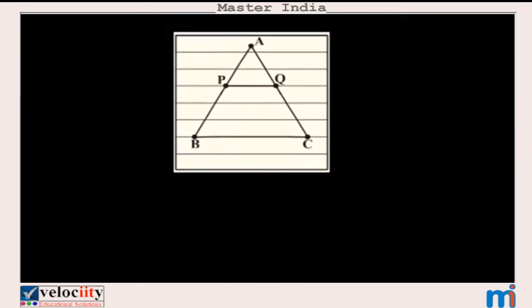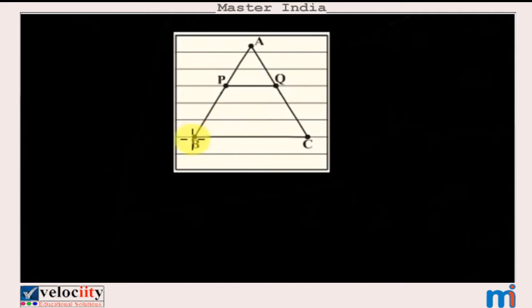You must have seen a ruled paper. Let us try to draw a triangle on a ruled paper just like this. I have drawn BC on one of the lines here, and then I have formed a triangle ABC. I have taken 2 points on the other rule, P and Q, and I have joined the points P and Q.